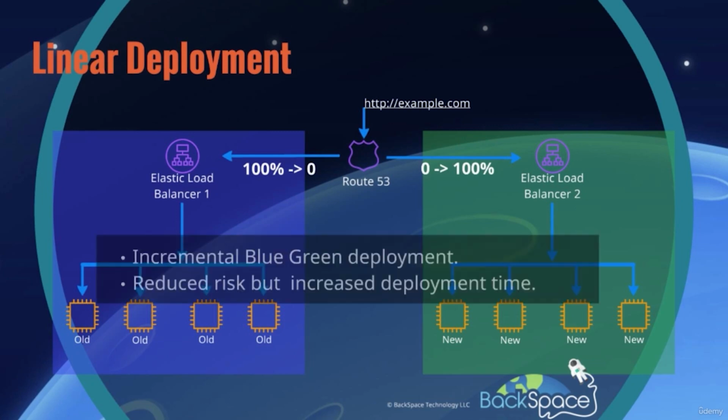So the takeaways here are that linear deployments are incremental blue-green deployments. We change the traffic from the blue environment to the green environment in staged increments. It has reduced risk, but these increments will increase the deployment time.